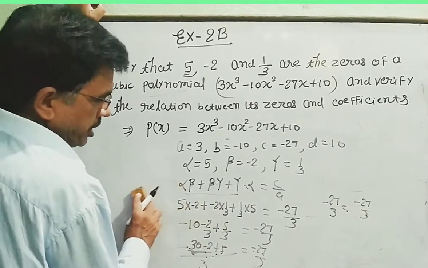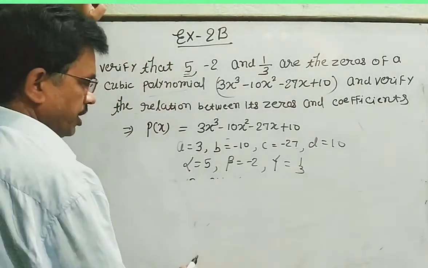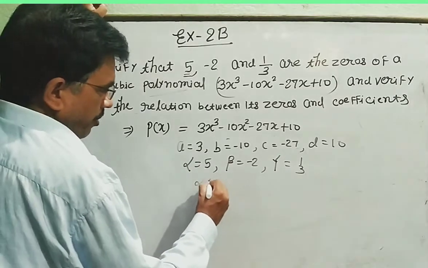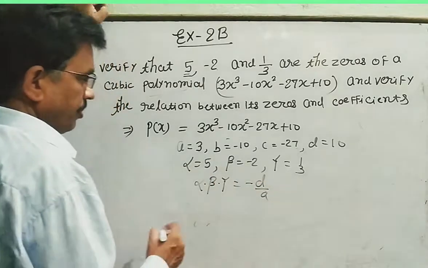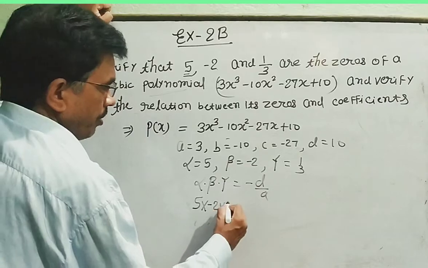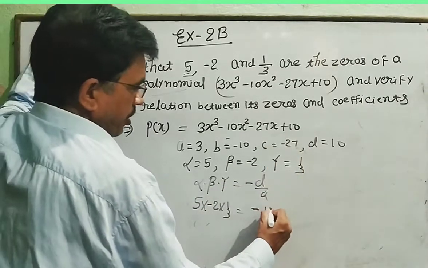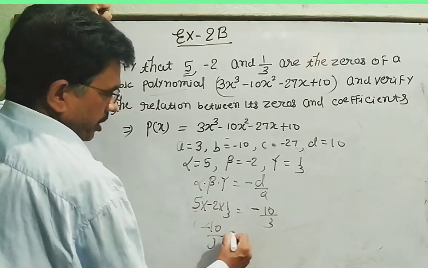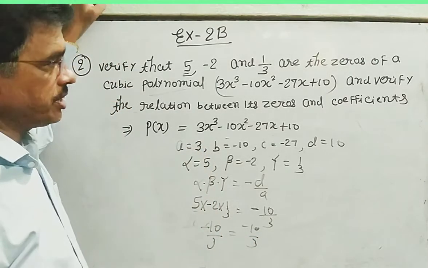And the last condition is alpha into beta into gamma. Alpha into beta into gamma is equal to minus d by a. What is alpha? 5. Beta is minus 2. Gamma is 1 by 3. Minus d, what is d? 10. A is 3. You multiply, you get also minus 10 by 3, and minus 10 by 3. Then it is clear both the equations are satisfied.